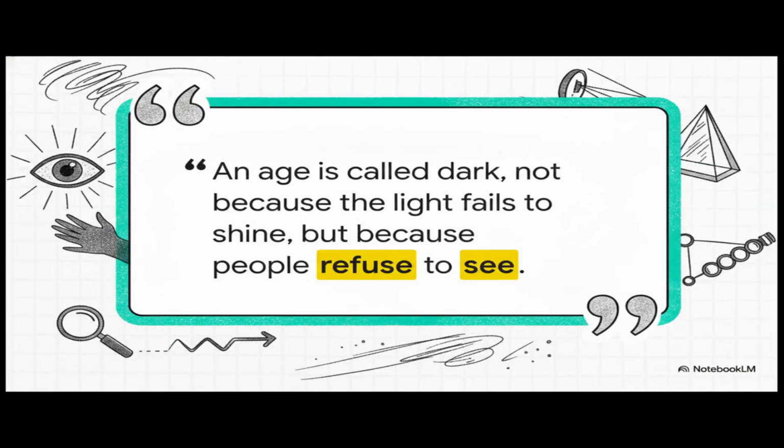The author James Albert Michener once wrote, "An age is called dark, not because the light fails to shine, but because people refuse to see." I love that. It perfectly sets this dramatic, kind of philosophical stage for us. Because what we're about to walk through today is essentially a chronological detective story. It's the story of brilliant people who absolutely refused to stay in the dark and methodically unraveled the universe's greatest, most elusive mystery. What actually is a beam of light?